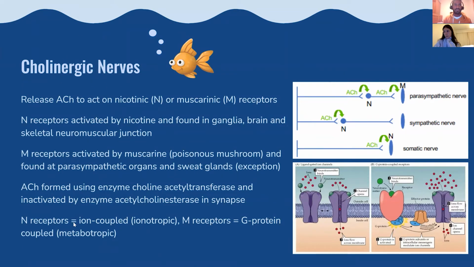And our N receptors are ion coupled or ionotropic, meaning when the neurotransmitter binds, our ions can come through, whereas our M receptors are G protein coupled or metabotropic, meaning our neurotransmitter binds, that will activate a G protein, which in turn activates an effector protein, which in turn impacts the ion channel. So you don't really need to know how it works, just that there are a couple of ways the ions actually move into the cell, and the two receptors are two different types.